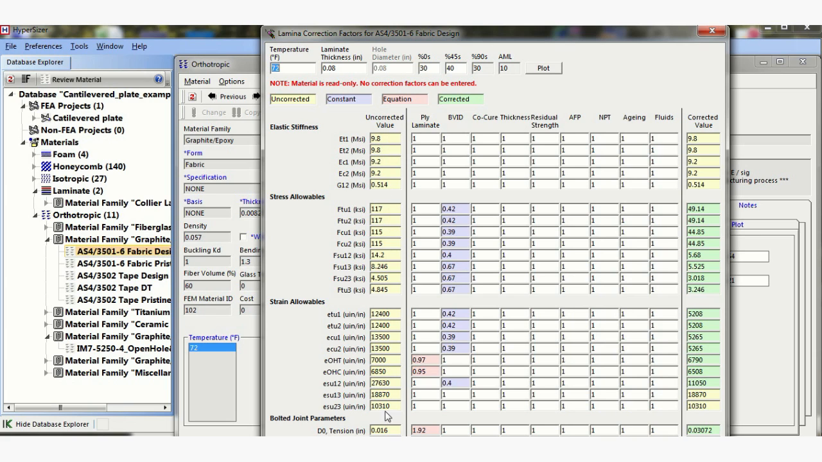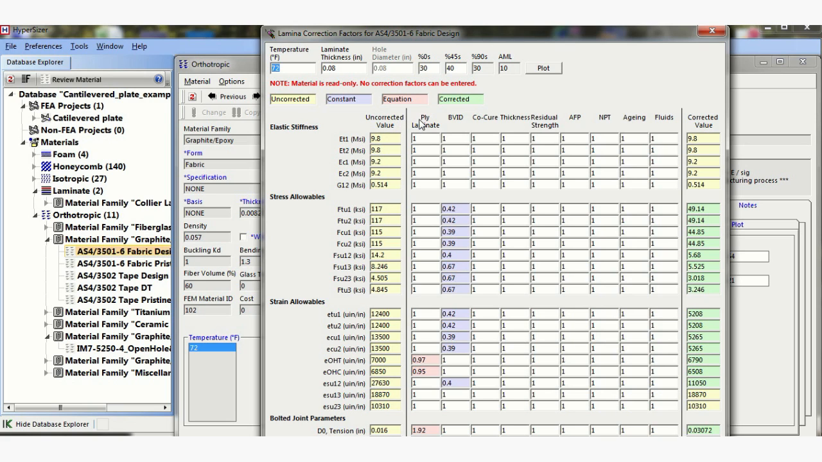But anyway, this is more of a better summary of all those tabs we've just looked at. So these are what we call our uncorrected values, and we have stiffness, stress, strain, and some bolted joint stuff. And I'm just going to go over the correction factors that we might use.